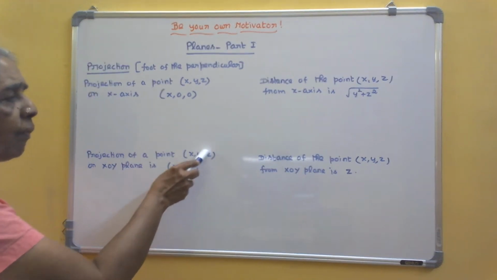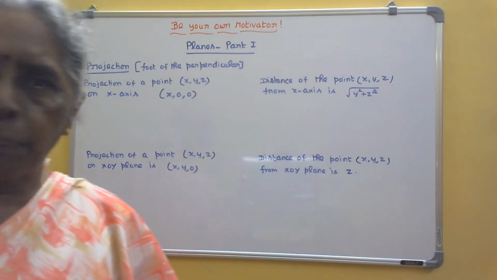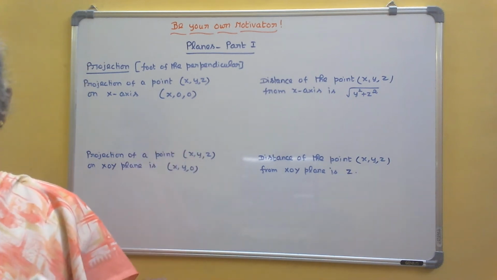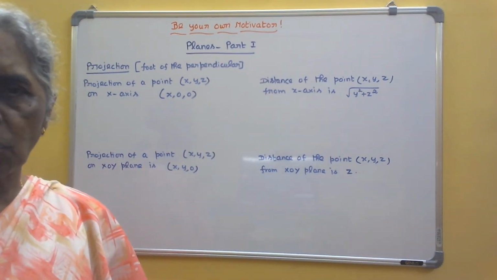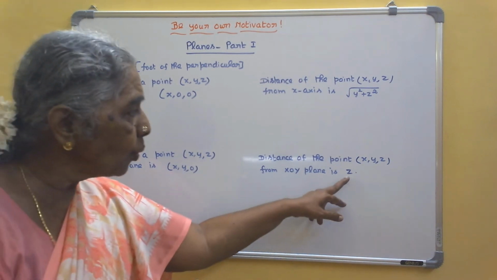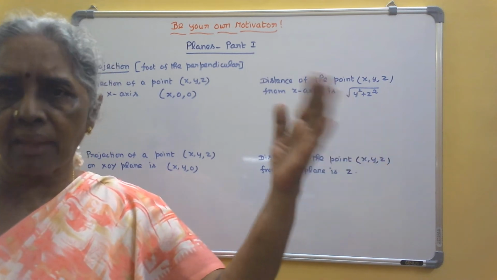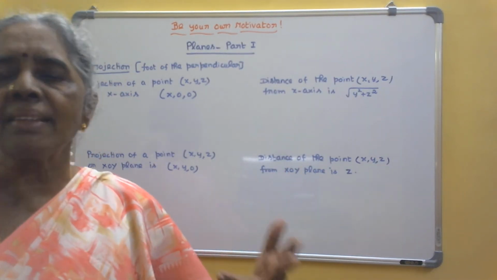Now, when you find the distance here, it is root of (x minus x) the whole square. That part will become 0, right? Plus (y minus y) the whole square. That will also become 0. So, (z minus 0) the whole square will be z square. You have your root, so you will simply get z here. So, the distance of the point x, y, z from xy plane is z.